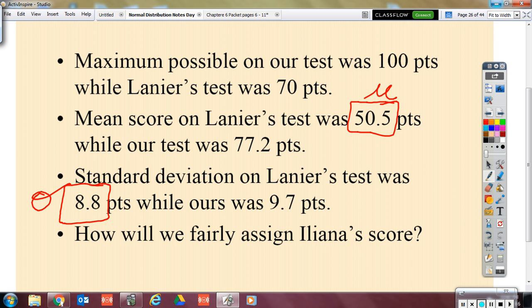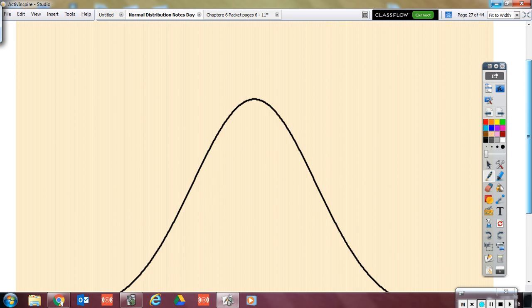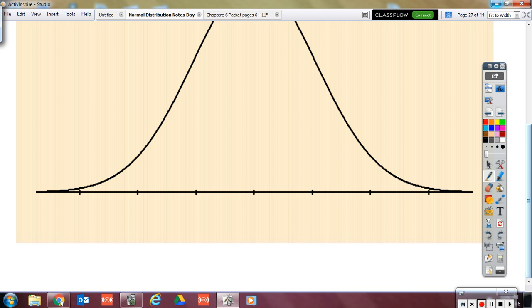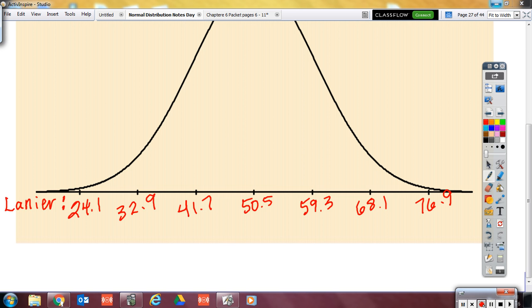So I want us to put on the normal model the data for Lanier. Let's come down here where you have your little normal model. I want you to put the data for Lanier High with the mean and that standard deviation. So there are the scores with a mean of 50.5 and standard deviation of 8.8 for Lanier.